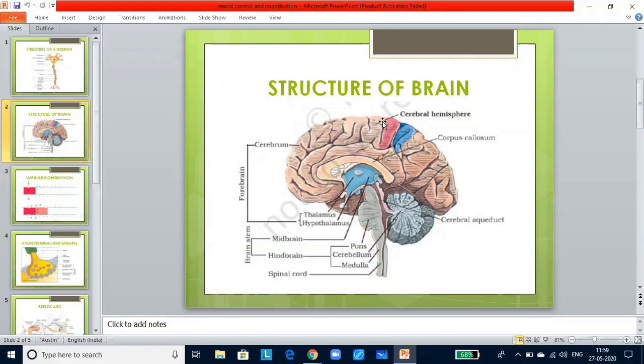Olfactory lobes are pair of small size structure completely covered by cerebrum. These are the center of the skull.